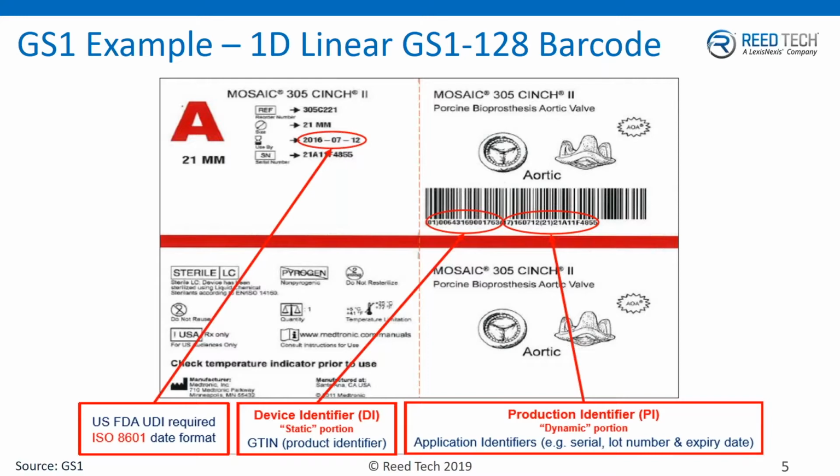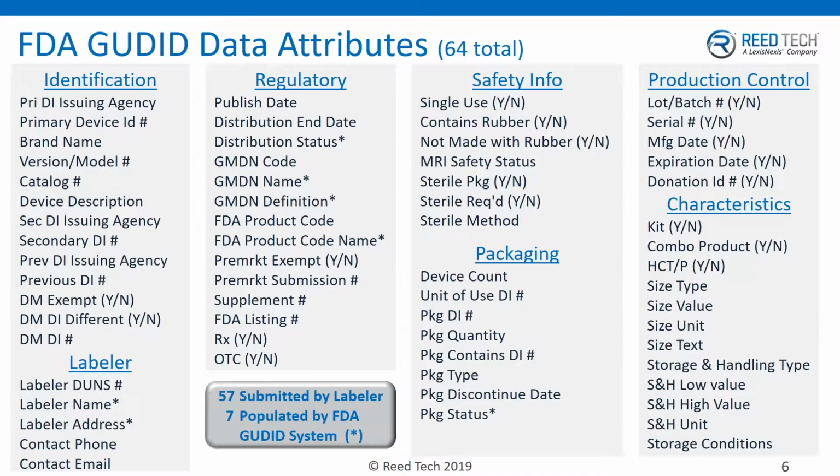So Mike, now I want to turn it back over to you, and if you could just give us a nice little tour of the 64 data attributes that need to be submitted to the FDA GUDID. I'd be happy to, Andrew.